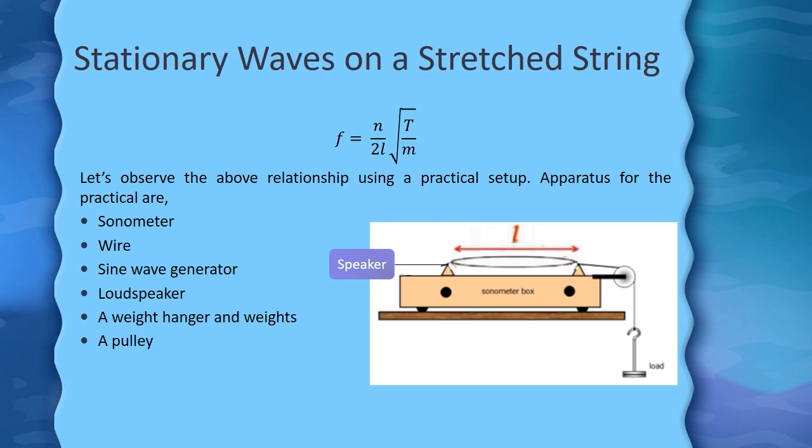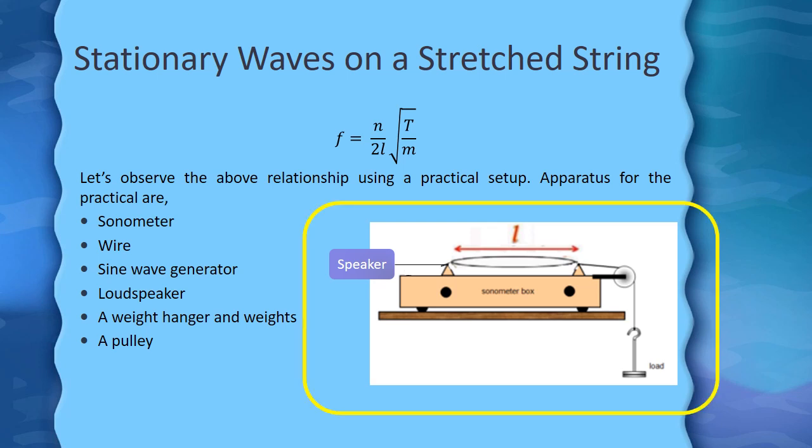Following are the apparatus for the practical: the sonometer. The sonometer is a long hollow wooden box along the top of which are stretched one or more strings rigidly attached to the box at one end, with provision at the other for changing the tension. A sine wave generator, a signal generator, is used in this practical to generate sine waves with specific frequencies. A loudspeaker, a weight hanger and weights, and a pulley are also used for the practical.